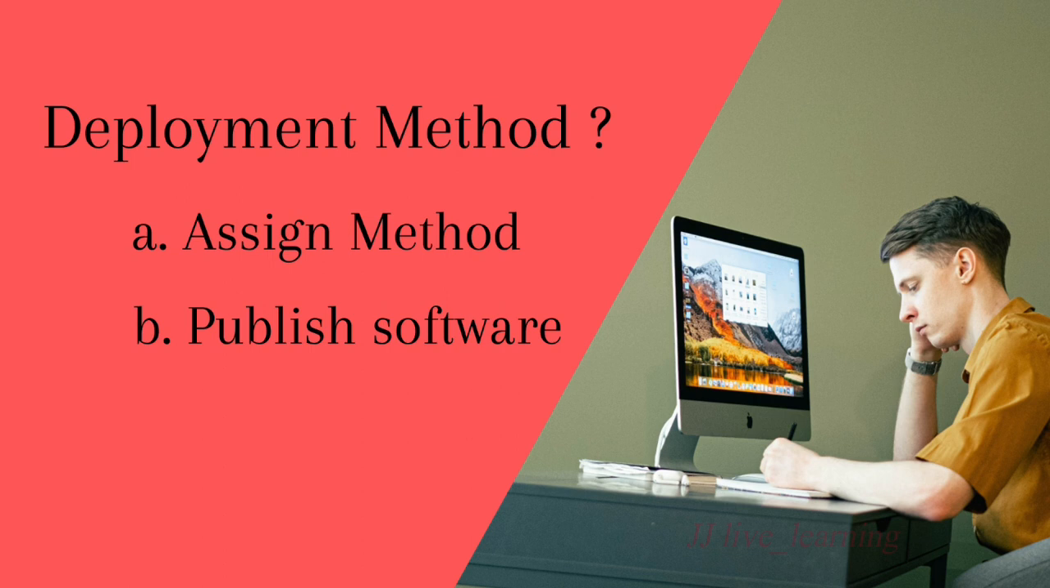Finally, we are coming to the deployment method. The deployment method can be done in two ways. One is assign and another one is publish. Assign is nothing but installing the application to all the users. When the user logs on, the application will be installed at the back end. The end users need not install the application manually. Automatically the application will be pushed to the users. The application will run in the background. The user can access the application directly.